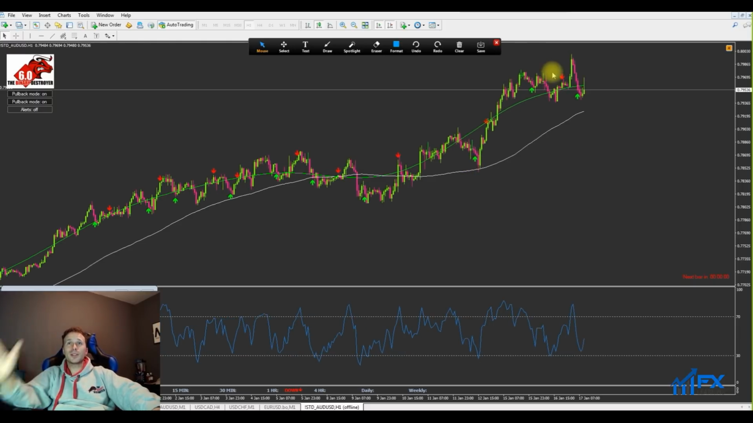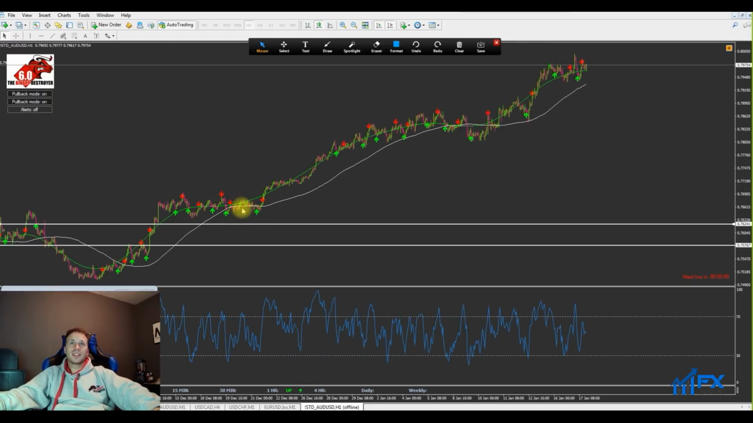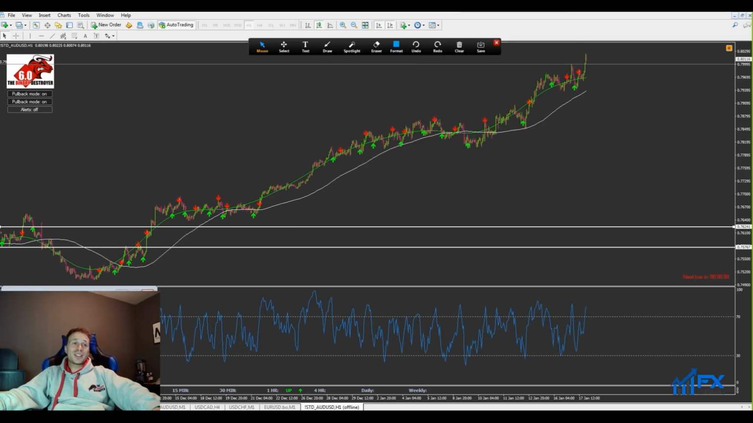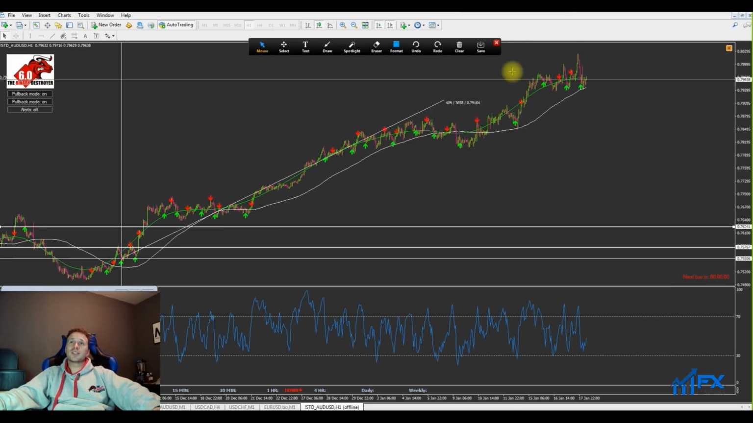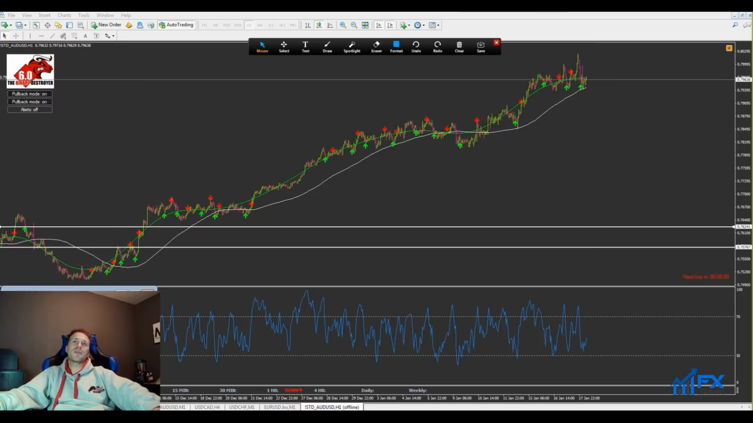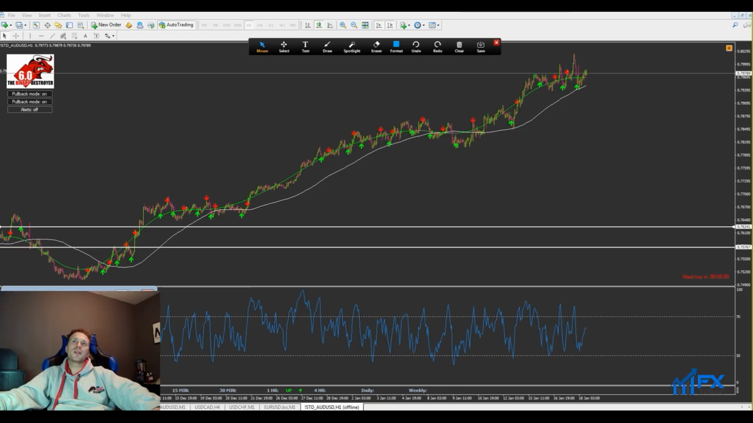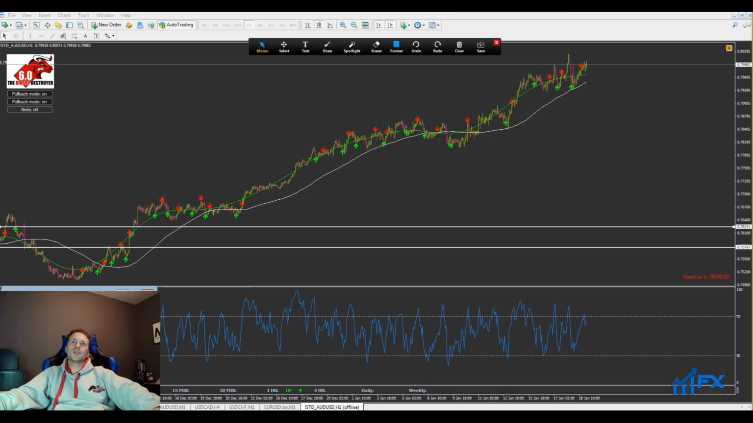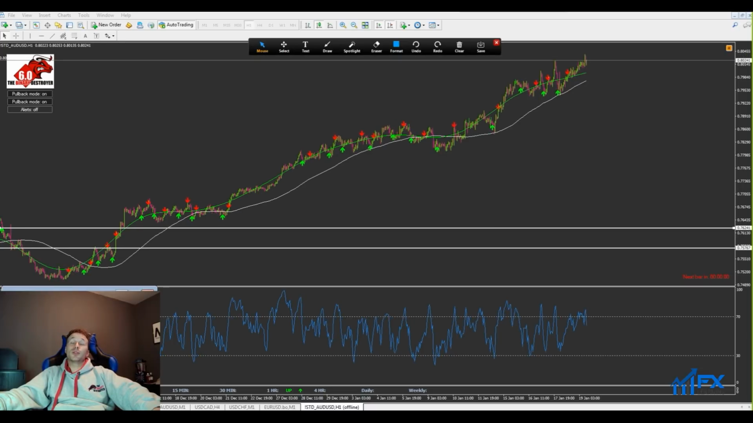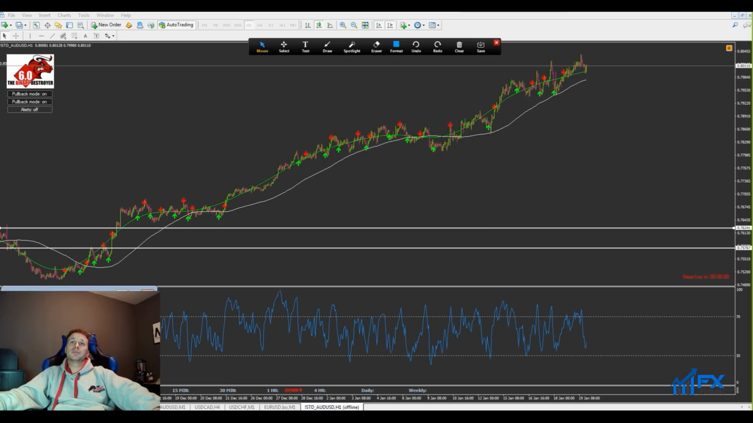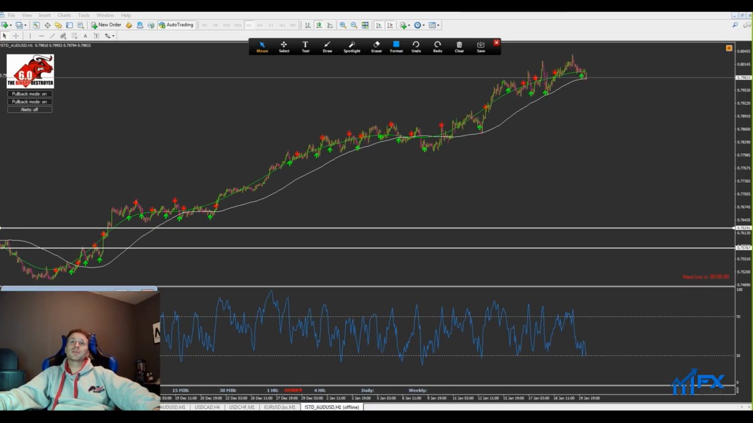Still going. Oh my God, it's still going higher, everyone. Right, hold on. Let me, what's this? 500 pip? 478 pip move, everyone. Still going higher. That definitely went higher there.